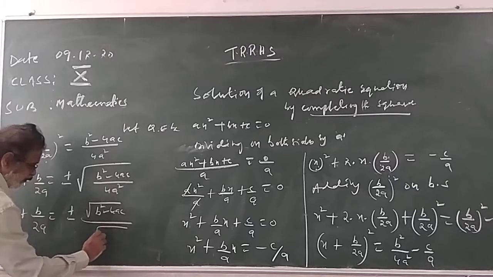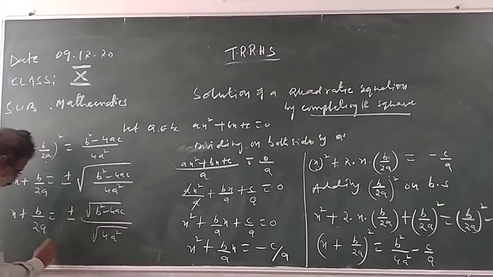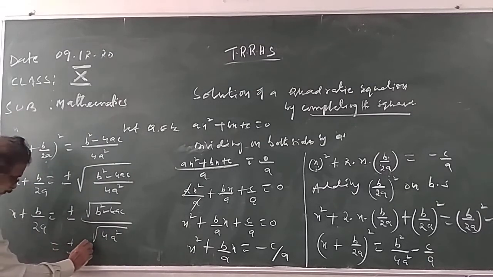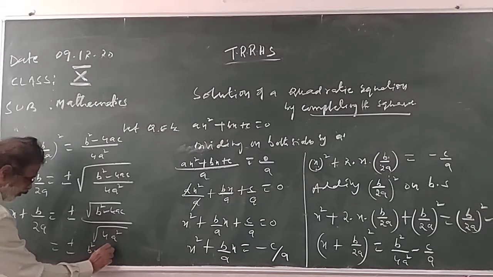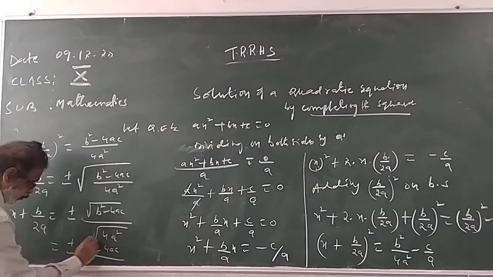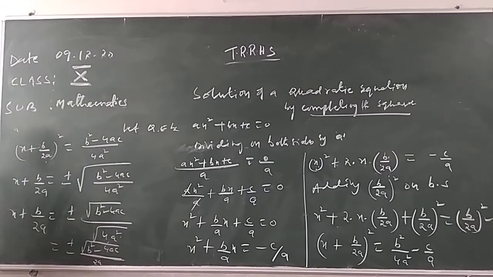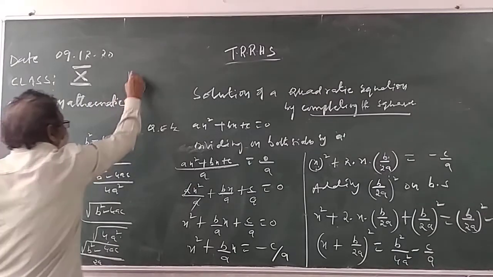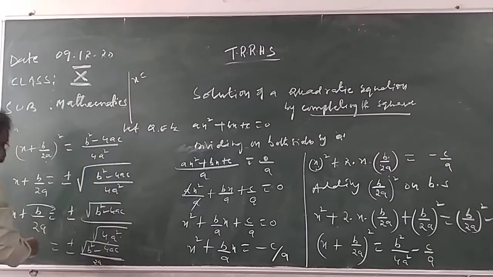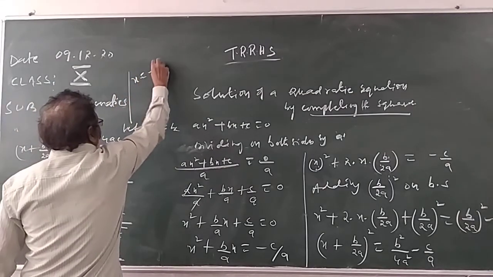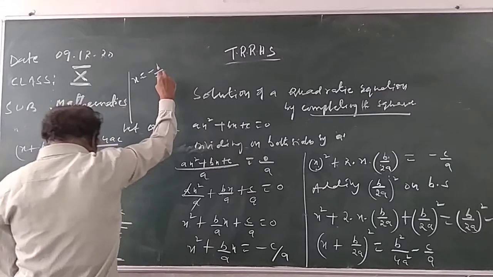Square root of 4a square. Plus or minus under root b square minus 4ac by the square root of 4a square, which is what? 2a. So we got it. x plus b by 2a is equal to plus or minus that. Plus b by 2a, send to the right side now. It becomes what? Minus b by 2a.